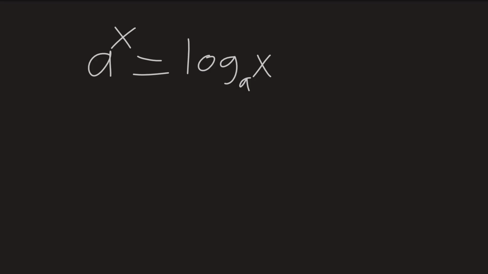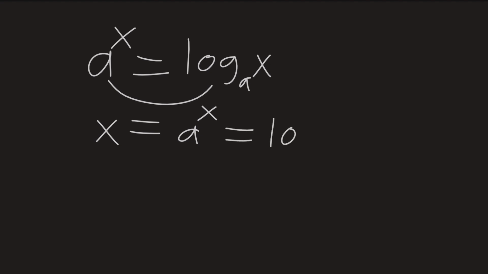Now that we're in the OneNote, what we clearly have is a to the x equals log base a of x, where x is our point of intersection and a is the base that we're trying to find. But one thing you'll also notice from the Desmos is that because these are inverse functions of each other, both of these must actually be equal to x. So we can rewrite this as a compound equation: x equals a to the x, which is equal to log base a of x.